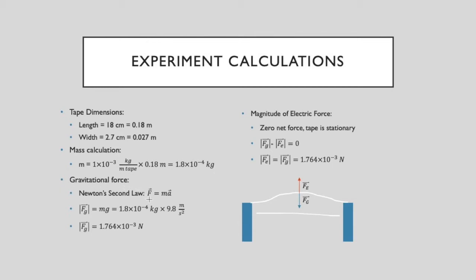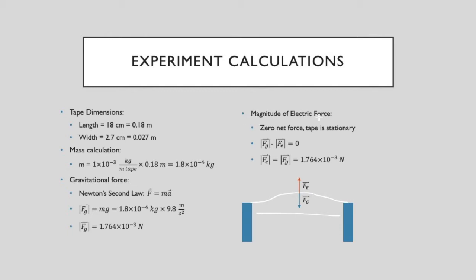Newton's second law tells us that the force acting on an object is equal to its mass times its acceleration. In this case, the acceleration is the gravitational constant for the Earth, which is 9.8 meters per second squared. We found that the magnitude of the gravitational force is equal to 1.764 times 10 to the negative 3 newtons, pointing downward in the negative y direction.